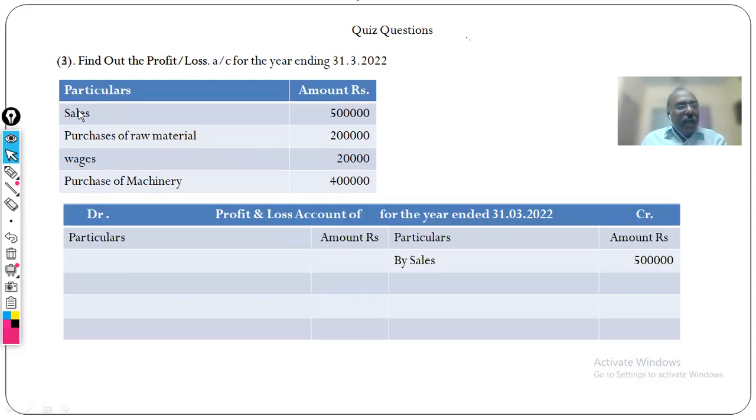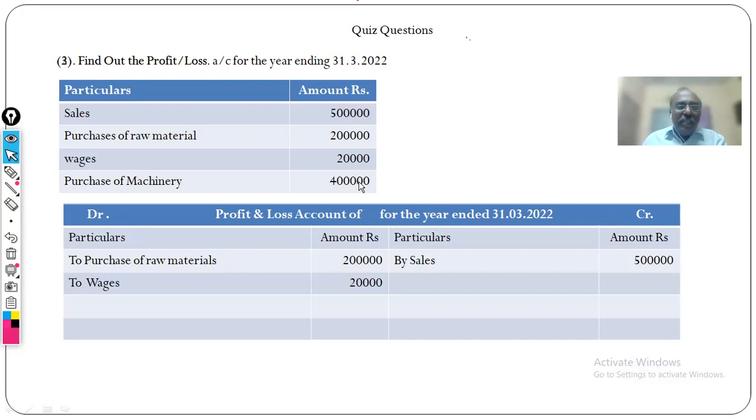Now, sales 5 lakh is given. Again, we are going to have two sides. Sales is income, so we are going to put it on the income side. Then purchase of raw material, that is an expense, so we are going to put it on the expense side. Then wages 20,000, that is an expense, so put it on the expense side. Then purchase of machinery, 4 lakh rupees. This is an item for which you have paid money and purchased the machinery. Just like purchase of raw material, this is also a purchase of machinery.